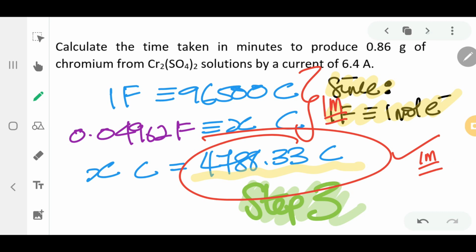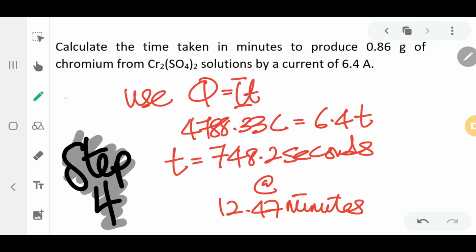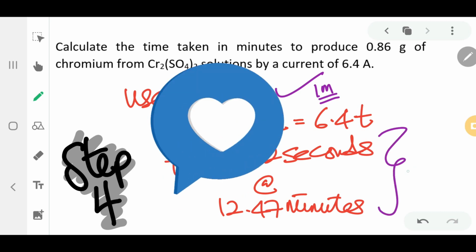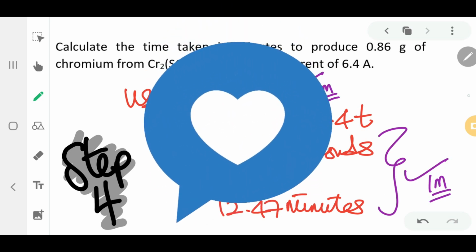And then you're going to proceed to step number 4. We're going to use Q equals to IT. So it's just like the opposite of what we're doing in number 1, 2, and 3. So in those questions, we started with Q equals to IT. But in this one, we're going to end the question by Q equals to IT because we want to find the time. So by doing this, you get 1 mark here. And by finding out that one, you get another 1 mark.